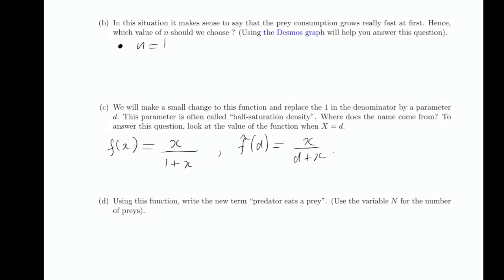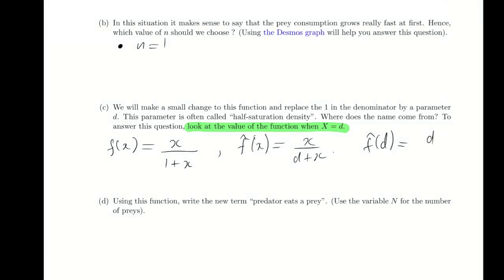And then we're asked, where does this name come from? The name being the half saturation density for D. The question gives us a hint. It says, just look at the value of the function when x is equal to D. I'm not sure why I put in f of D there, because when we actually evaluate it at D, we just end up with 1/2. And so that's where the name comes from. D is the value at which this sigmoid function is equal to 1/2.